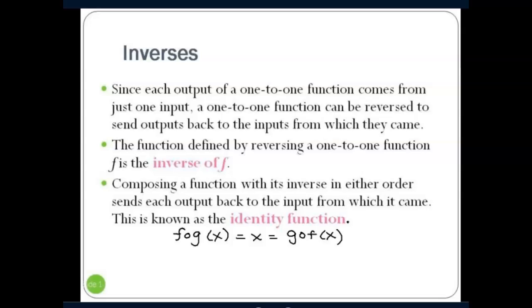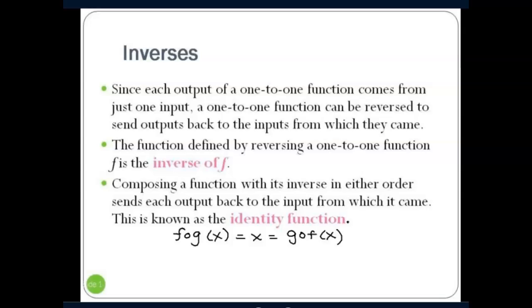The reason we discuss being functions and being one-to-one is inverses. In order for a function to have an inverse, it needs to be one-to-one or come from a restricted domain. Since each output of a one-to-one function comes from just one input, a one-to-one function can be reversed to send outputs back to the inputs from which they came. So the idea of an inverse is that the domain and range flip-flop. The domain of the original becomes the range of the inverse, and the range of the inverse becomes the domain of its original.